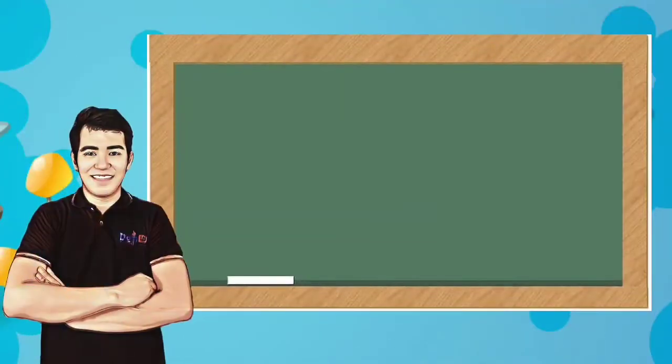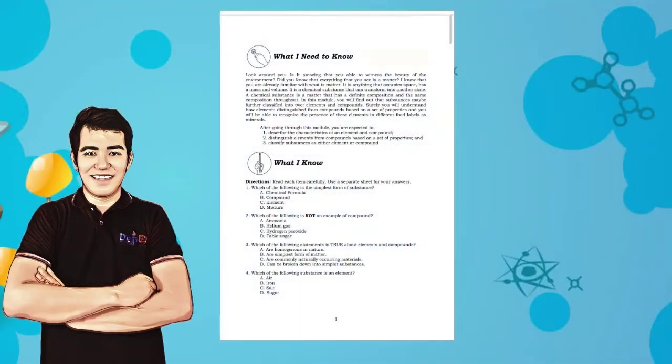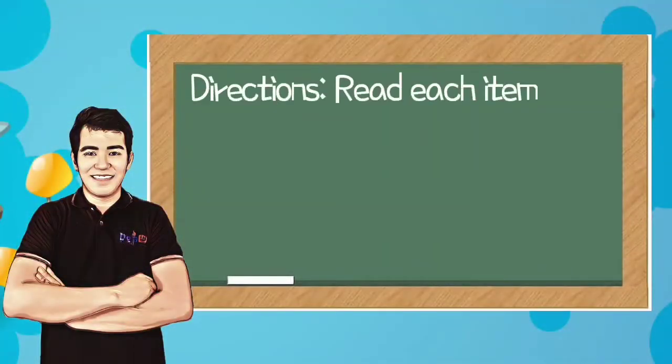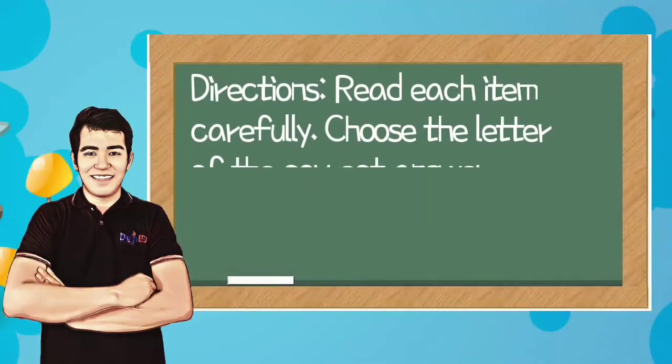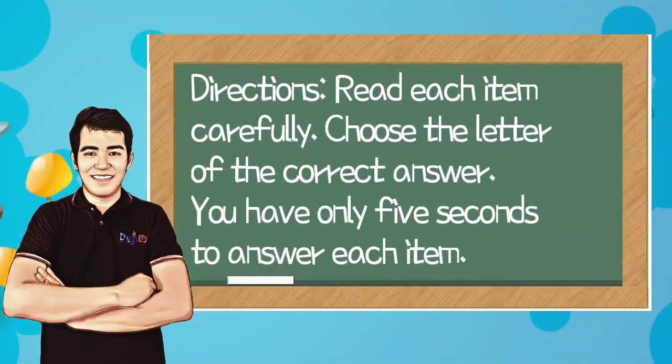Now, before we start with our new lesson, let us check first your prior knowledge in this topic. I invite you to go to page 1 of your module and let's answer the activity "What I Know." Directions: Read each item carefully and choose the letter of the correct answer. You have only 5 seconds to answer each item. All you have to do is to write your answer on a separate sheet of paper.